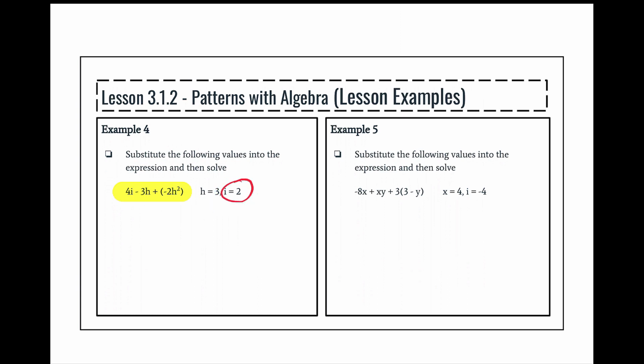So let's do that. So 4 times i, and I always put a bracket there. It's just going to really help with those negative signs. Okay, so get in the habit of doing that and you'll make fewer mistakes. So 4 times i, what is i? It's 2. Minus 3 times h, what is h? It's 3. Plus negative 2 times h, what is h? It is 3 squared.